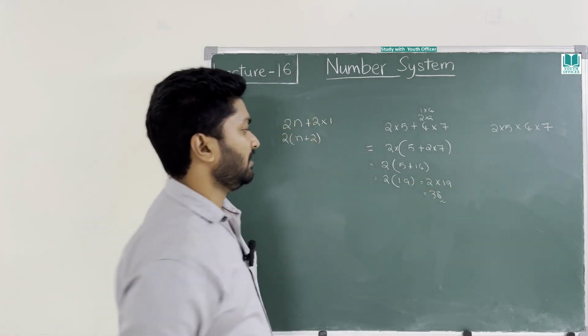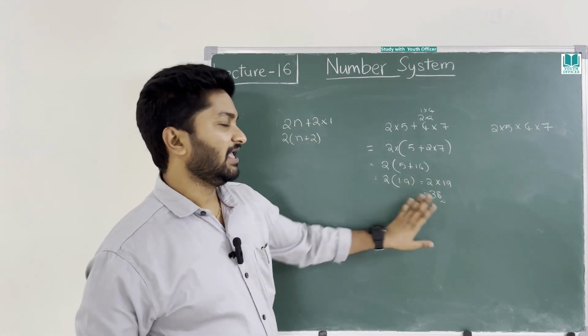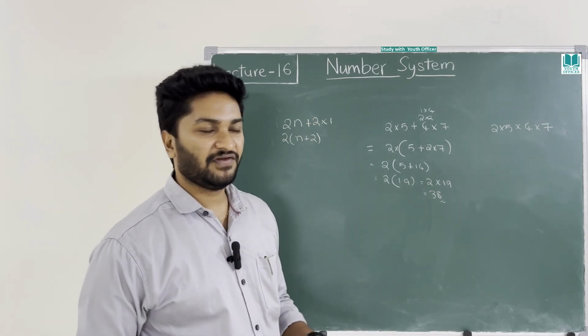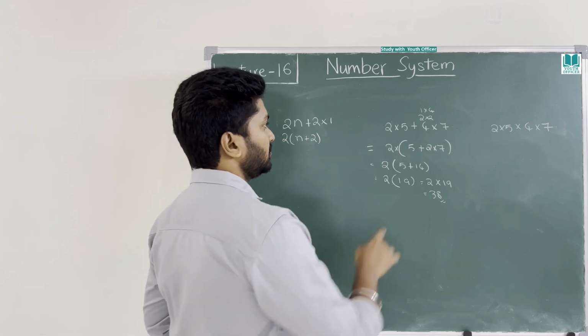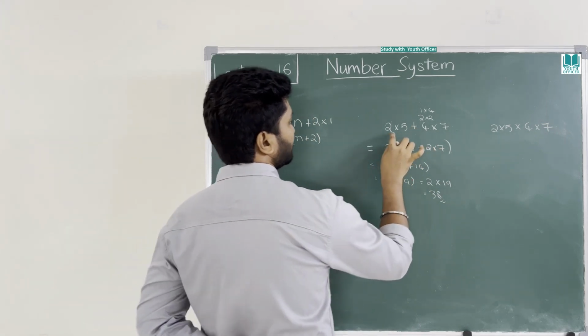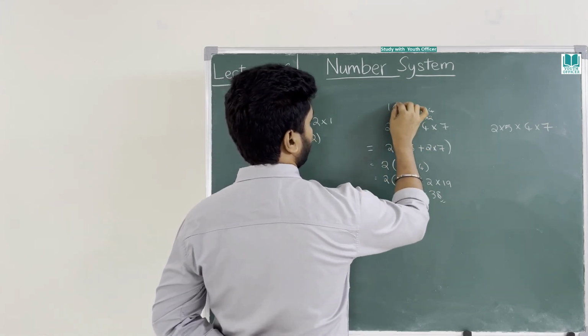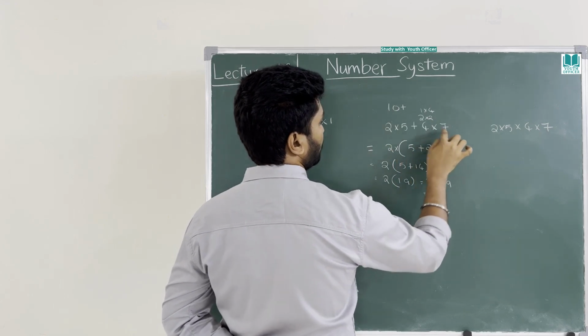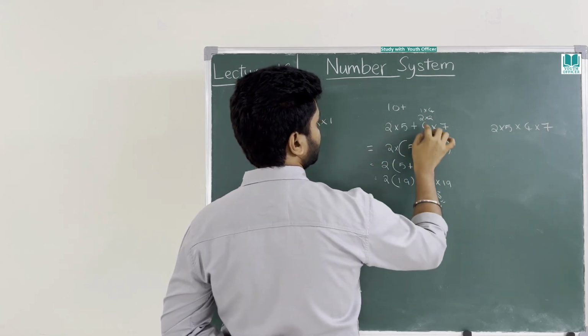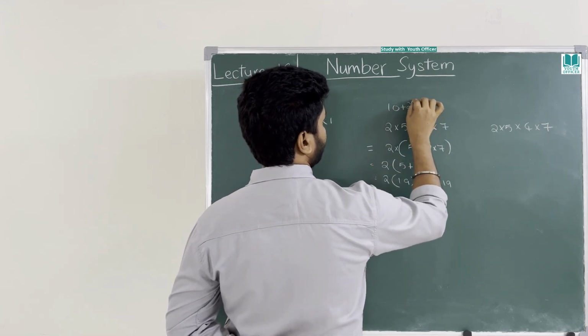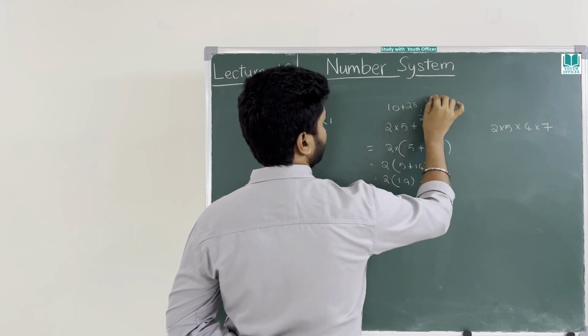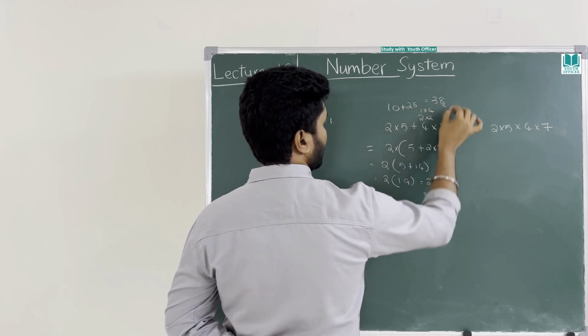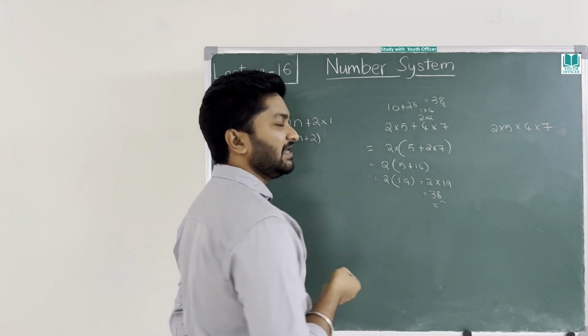After taking common, whatever answer you got, you have to re-verify whether it is correct or not. So you have to take the initial equation. 2 5s are 10 plus 4 7s are how much? 4 7s are 28. 10 plus 28 is 38. Whatever common you have taken, it is correct only.